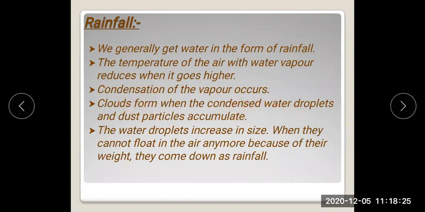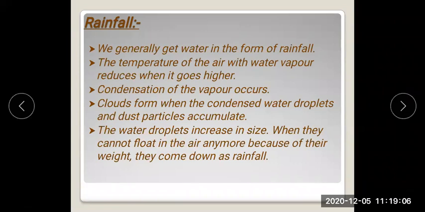When the condensed water droplets and dust particles in the form of clouds accumulate, at that time you can see there is rainfall. You can experience the rainfall. Next, the water droplets increase in size when they cannot float in the air anymore because of their weight. They come down as rainfall.